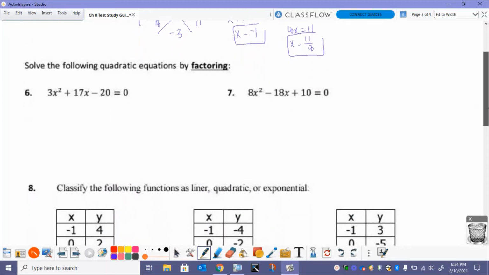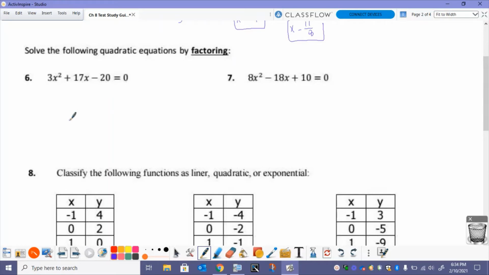All right. 6 and 7 say solve the following quadratic equations by factoring. So we're going to do pretty much the same thing. So between these, we have 3, 17, and negative 20. We also don't have a greatest common factor on these, so we're going to factor like normal once again. So a times c, 3 times negative 20 gives us negative 60 for the top. B goes at the bottom, 17, and then we put 3x on the sides.